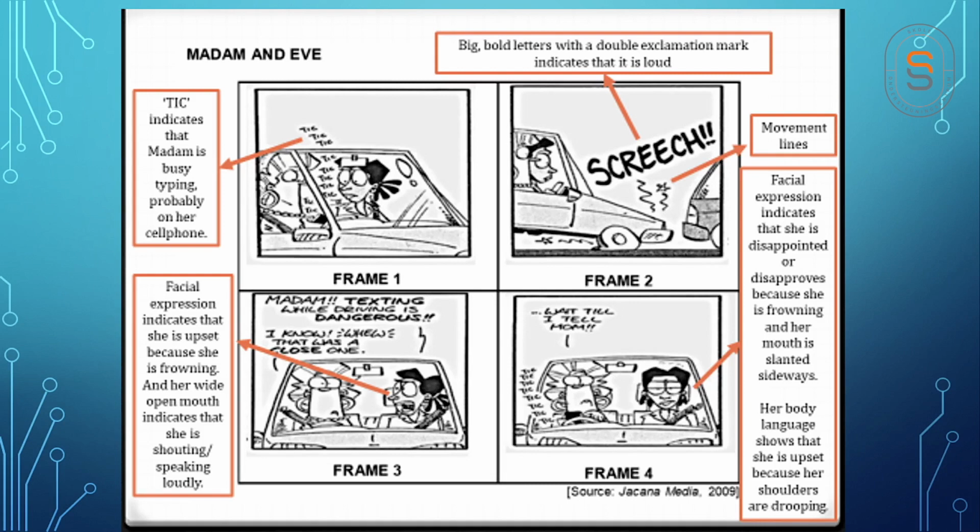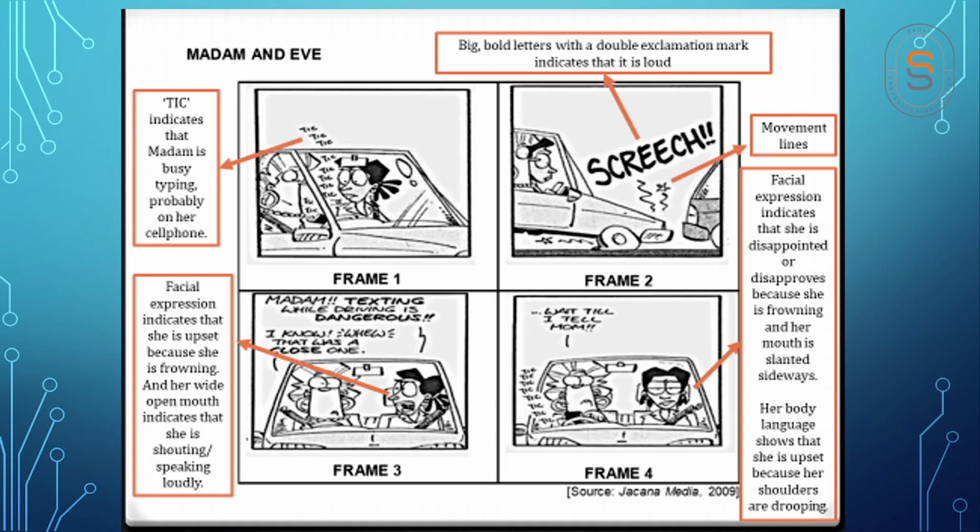Right, we move over to frame 4. Wait till I tell mom. And again, while driving, she's on her phone. And then we look at Eve's facial expression. It indicates that she's disappointed or disapproves because she's frowning, her mouth is slanted sideways, and her body language shows that she's upset because her shoulders are drooping.